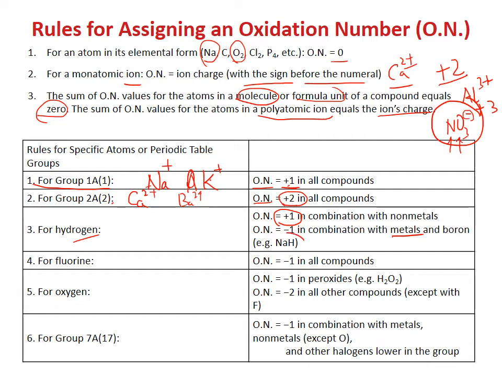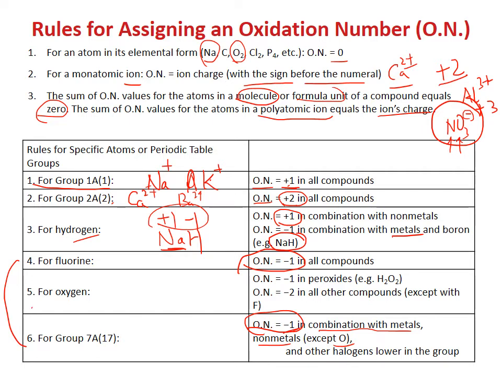For example, in sodium hydride, sodium must be +1, and therefore in this case hydrogen will be -1, so they add together to 0. For group 7, fluorine, chlorine, bromine, iodine, oxidation numbers are usually -1. Fluorine is always -1, but chlorine, bromine, iodine are -1 in combination with metals and mostly non-metals. But there are exceptions. For example, if combined with oxygen, then it's not -1.